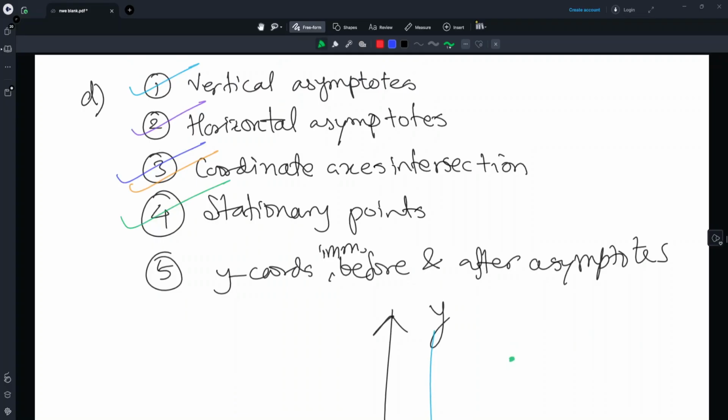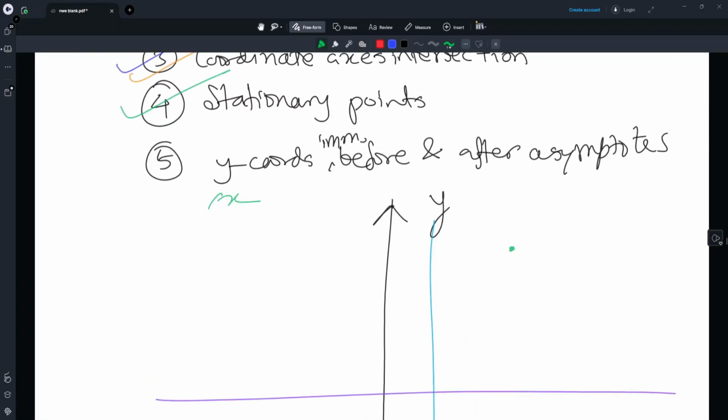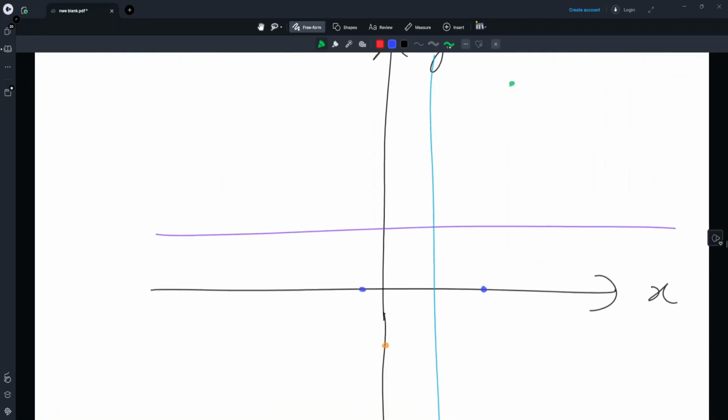Number 5. Y coordinates immediately before and after asymptotes, or x coordinates immediately before and after the asymptote. Now, if I have only this much information, these intersections and this stationary point, then let me show you technically what my graph would eventually look like. Because I have a stationary point here and an axis there, I don't actually know exactly how it goes.